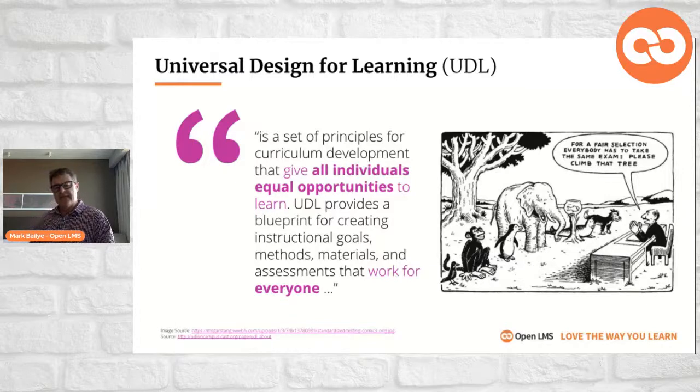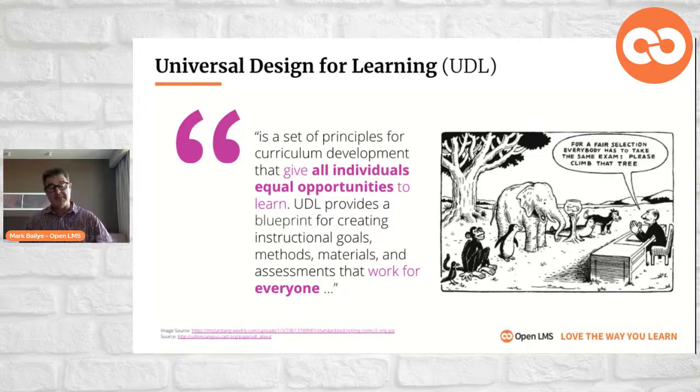Universal design for learning is a set of principles around curriculum development. It's a set of principles that give all individuals equal opportunities to learn. UDL is really a blueprint of how you go about creating goals, materials, activities, and assessments that you design and deliver, so that in some way everyone is able to access them. That's what universal design for learning is.